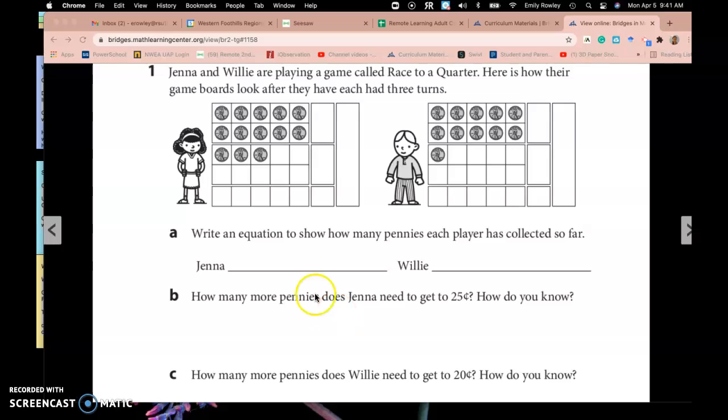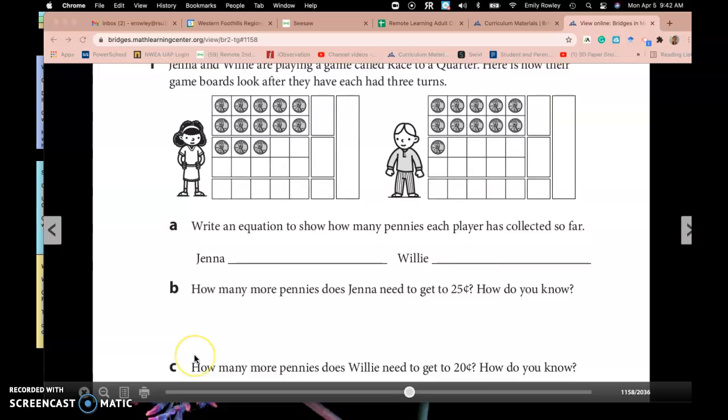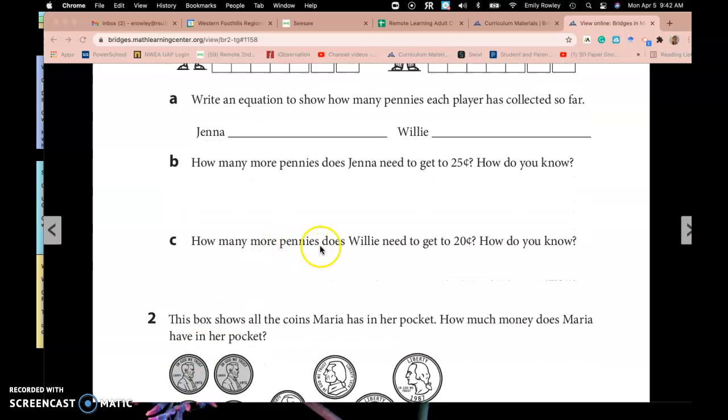All right, part B. How many more pennies does Jenna need to get 25 cents? How do you know? Question letter C. How many more pennies does Willie need to get to 20 cents? How do you know?